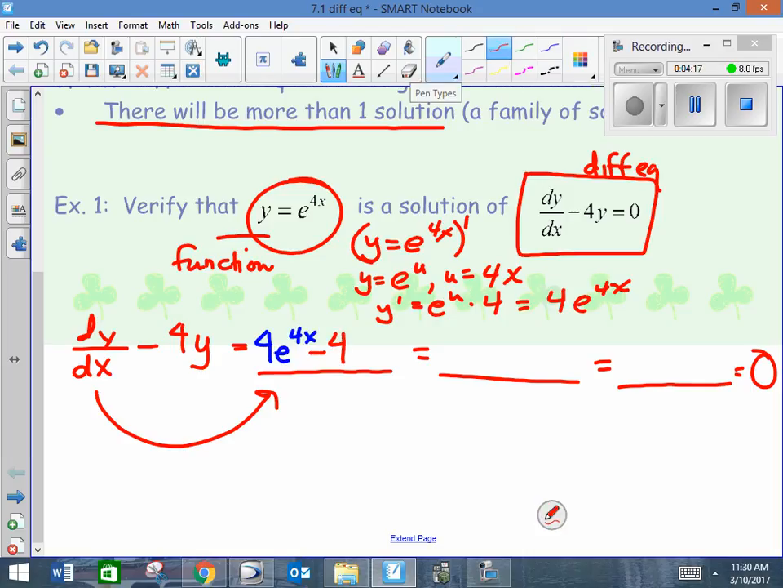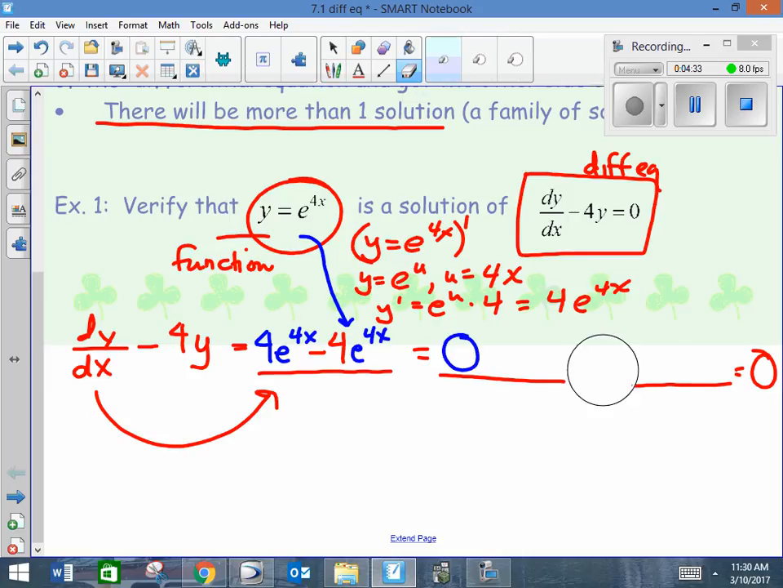Minus 4. What am I going to replace the y with? E to the 4x, because that's what it is. And then there we go. It's clear that we're already to 0. So we don't need the other 2 steps.